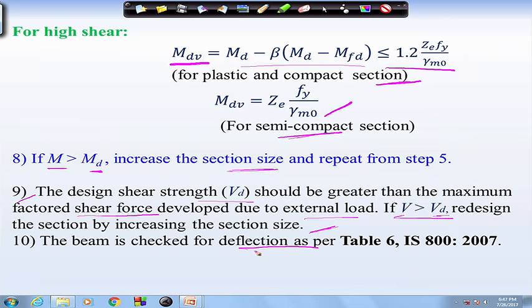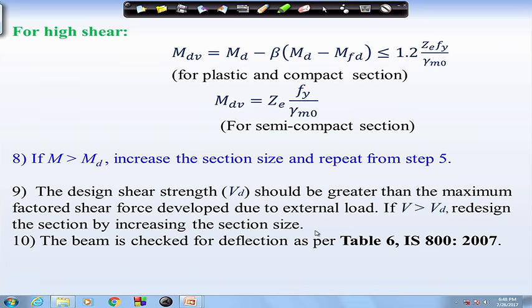is, the beam has to be checked for deflection as per table 6. In table 6, the limiting deflection criteria has been given, and the maximum deflection can be calculated from the given boundary conditions and the loading conditions. So, from that we can find out the maximum deflection, and maximum deflection has to be less than the limiting deflection given in table 6. If it is okay, then fine, otherwise we have to again increase the section.